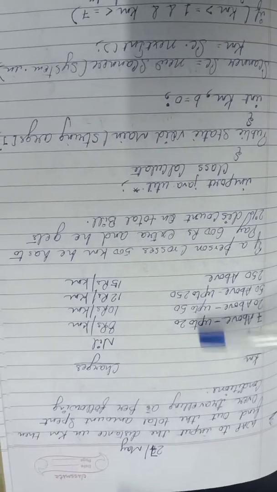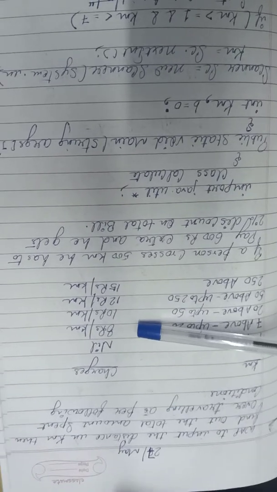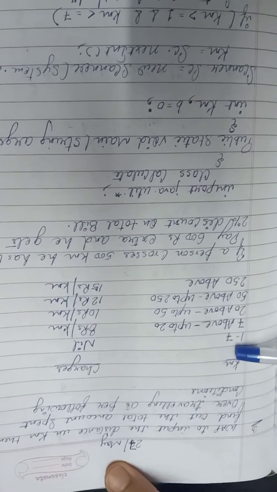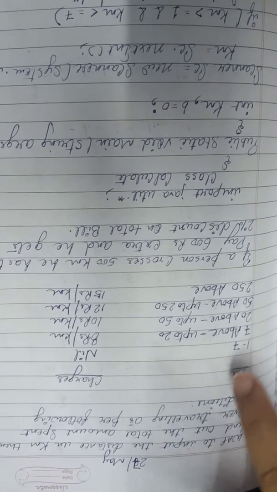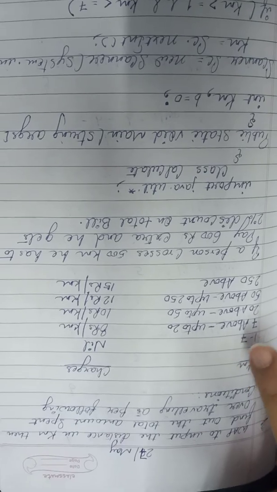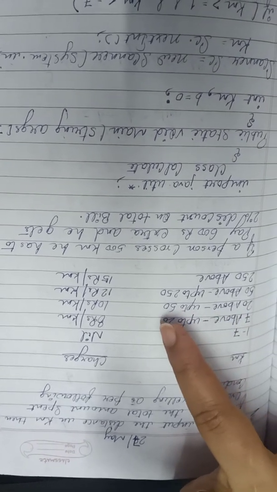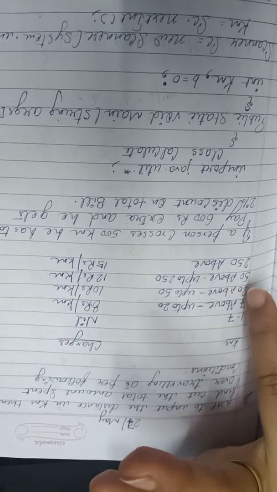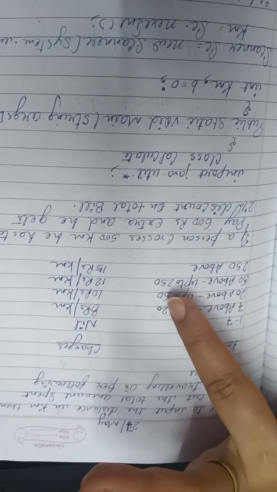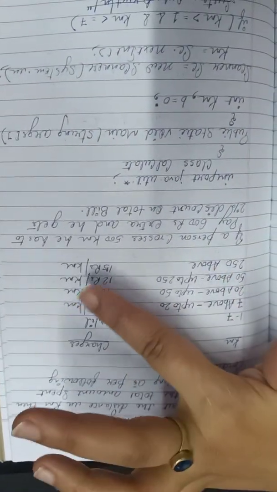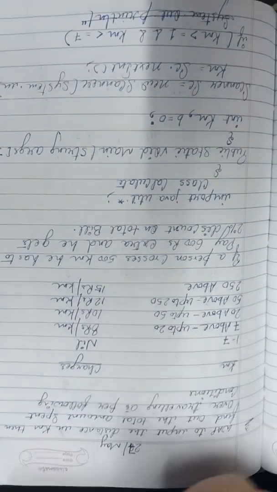According to the kilometers, we have set the charges. If the distance is between 1 and 7 kilometers, charges are nil. If it is above 7 and up to 20, the charges are 8 rupees per kilometer. If it is above 20 and up to 50, charges are 10 rupees per kilometer. If it is above 50 and up to 250, charges are 12 rupees per kilometer. If it is above 250, charges are 15 rupees per kilometer.